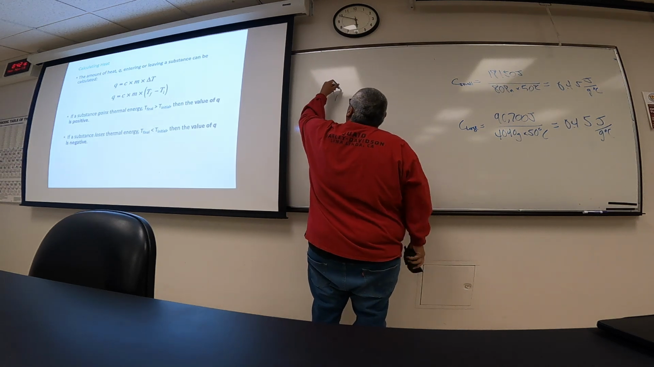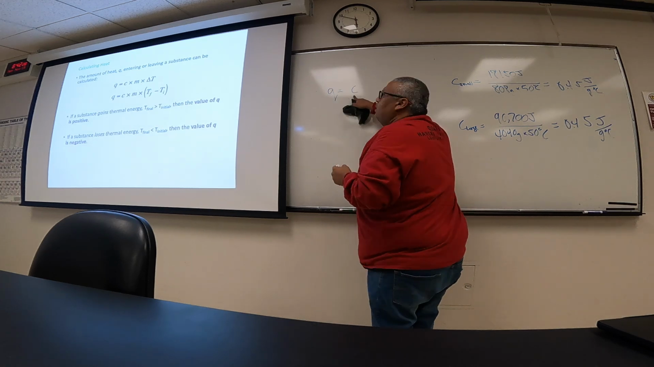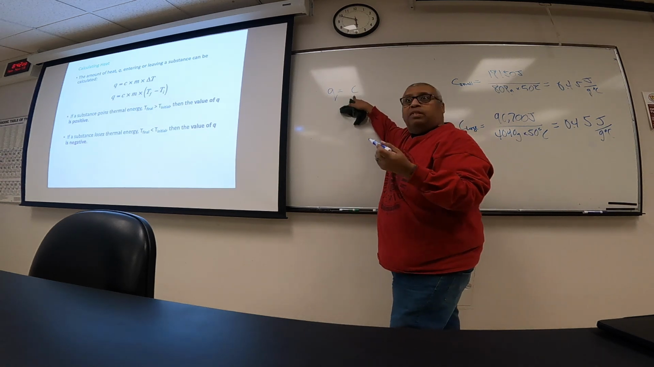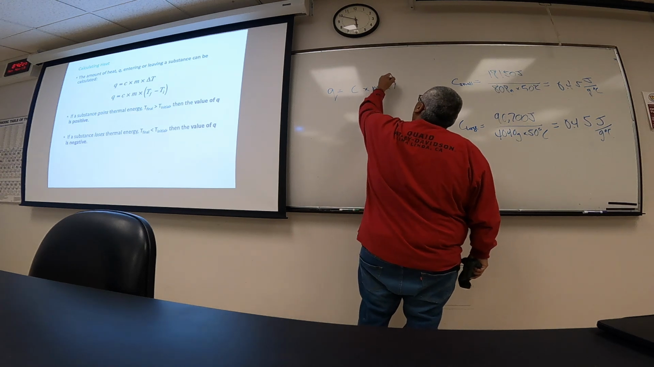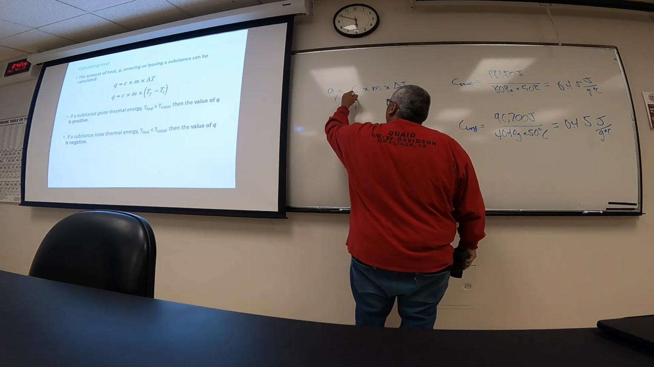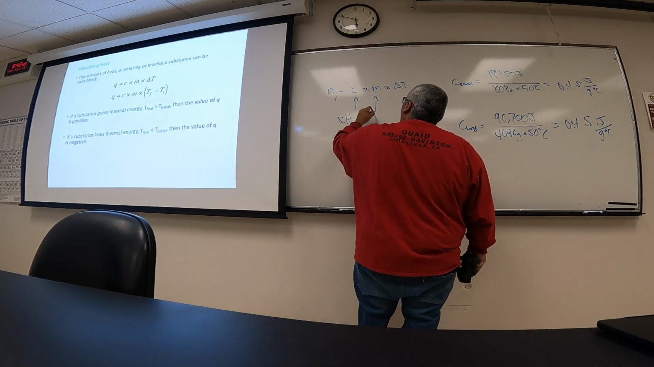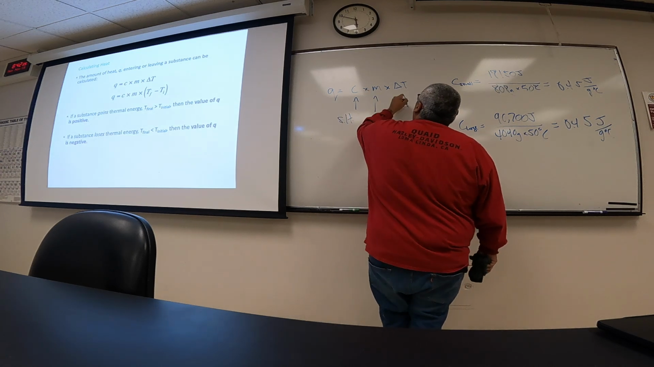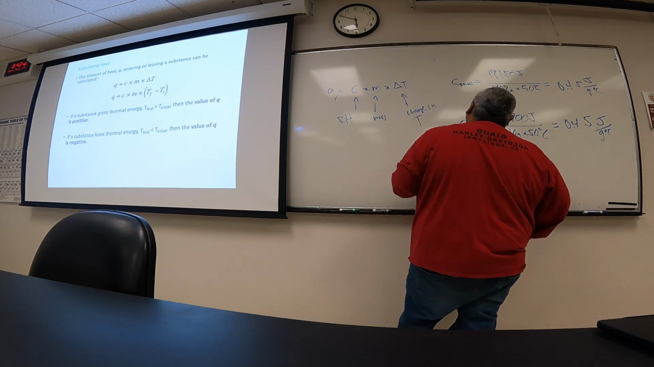So heat is equal to C. What does C represent? Specific heat, right? Specific heat times mass times our change in temperature. So this is, I'm just going to put SH for specific heat. This is going to be our mass, and this is our change in temperature.